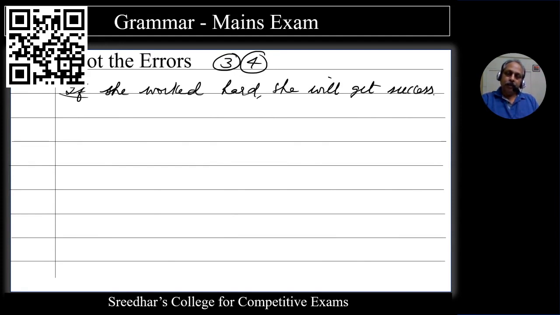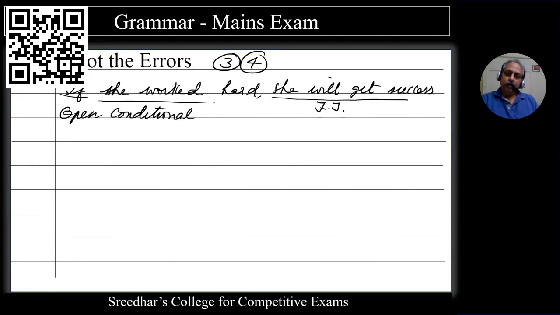And here, how do you decide where the error is? You should always look at the main clause. This is the main clause. This is the if clause. Main clause: she will get success. This is future tense. If the main clause is in future tense, then the if clause should be in present because it is about open conditional. In open conditional, we use the main clause in future tense and the if clause in present tense.